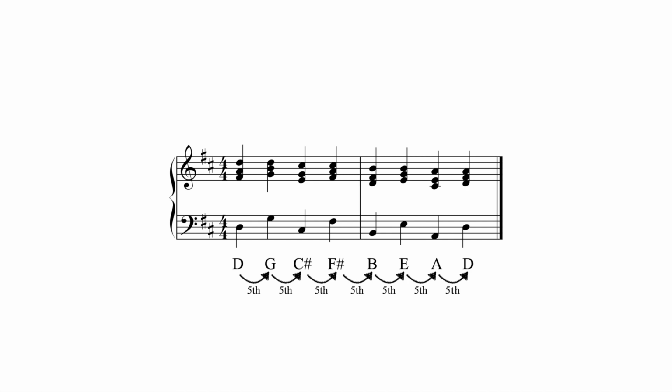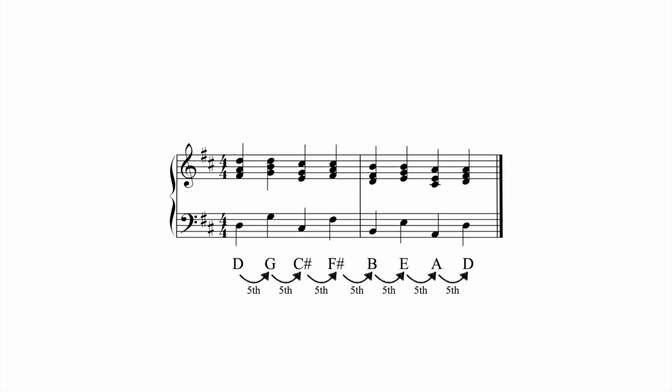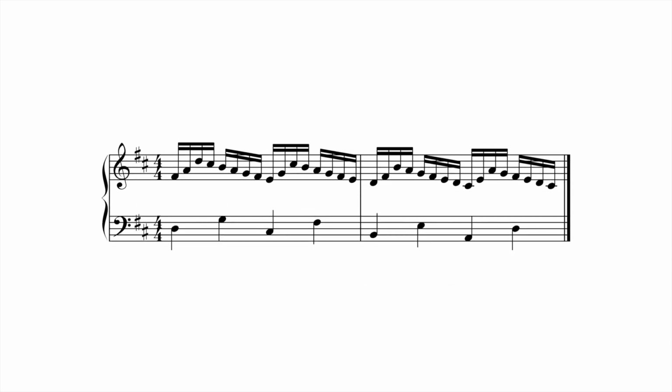A circle of fifths, often with somewhat more florid ornamentation, is probably the most common sequential pattern in tonal music. Here's a more elaborate example.